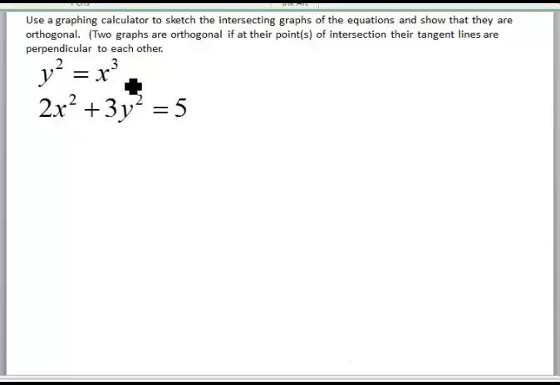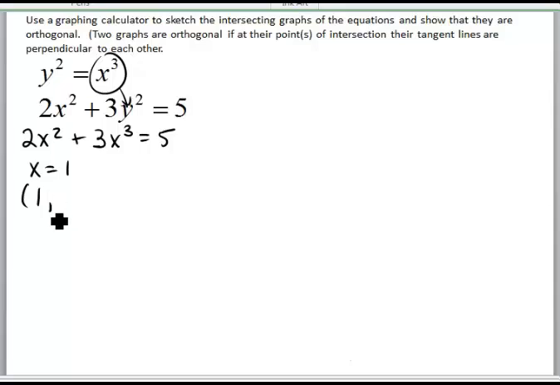Again, you guys can use your graphing calculator to do this. I'm going to just do this visually by making a substitution. I'm going to say 2x squared plus 3x cubed, where I replaced my y squared with an x cubed, equals 5. I can then see that at x equals 1, there's going to be some points of intersection. Those 2 points that you guys are going to see on your graphing calculators, or I can just do by hand, are (1, 1) and (1, negative 1).